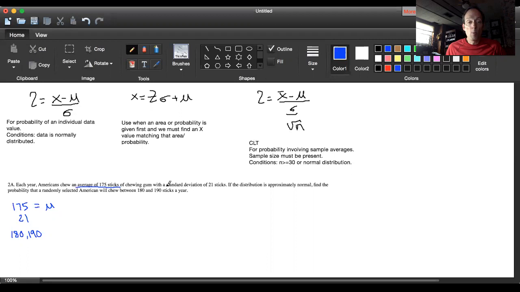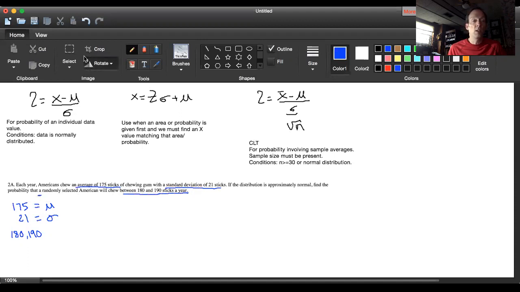The next number, 21, is mentioned in the context of standard deviation. So 21 must be equal to my sigma. And on the last line, they're saying the probability that a randomly selected American will chew between 180 and 190 sticks a year. So 180 and 190 are probably going to be my x values.